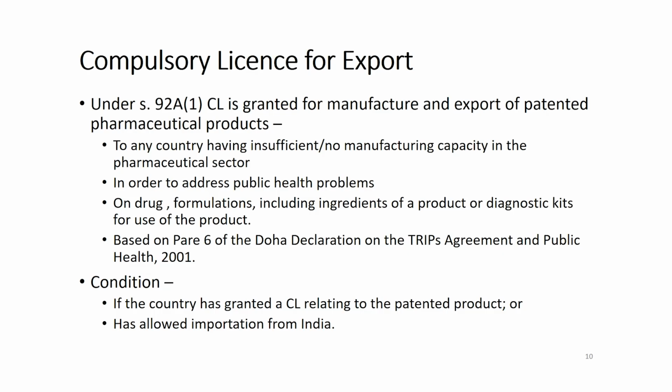First, the country, Malaysia, should have either granted a compulsory license with respect to that patented product, drug, or has allowed importation from India. So, a compulsory license is granted for manufacturing and export of a patented product to any country which does not have the manufacturing capacity in the pharmaceutical sector so as to address public health issues, provided the country in question, in my example Malaysia, has either granted a compulsory license in relation to that drug or has allowed importation of that drug from India.